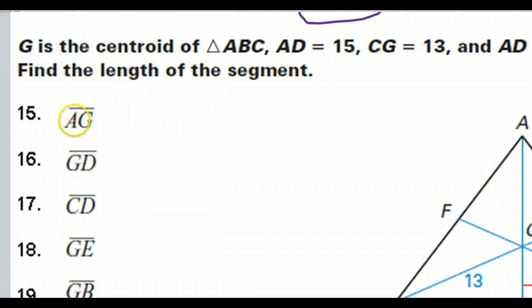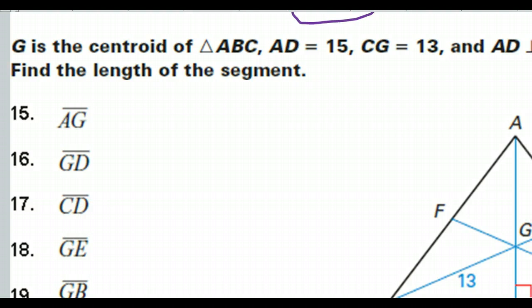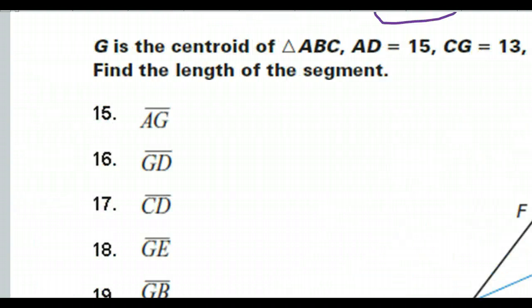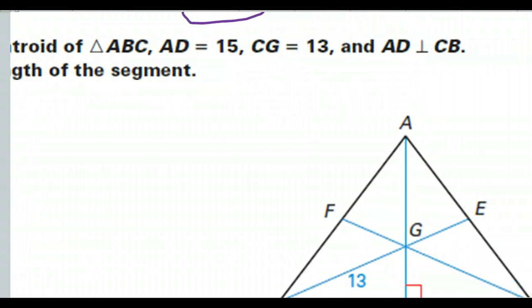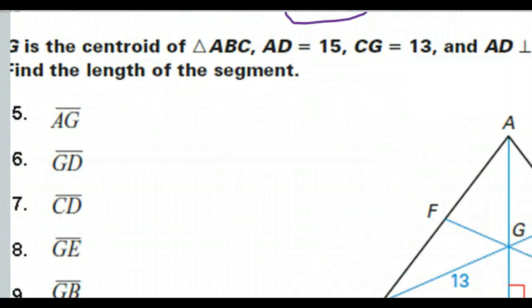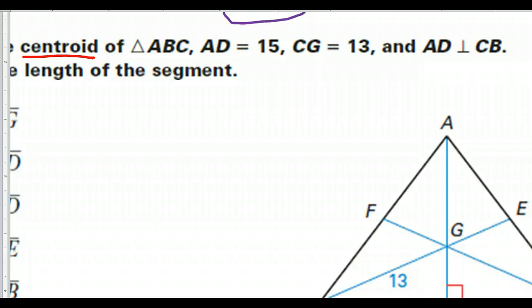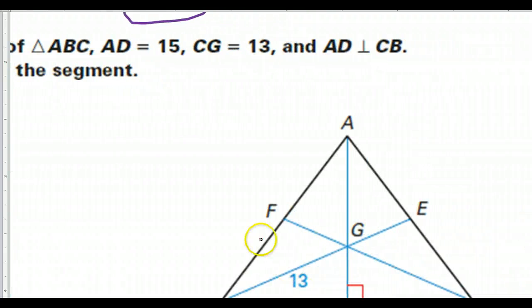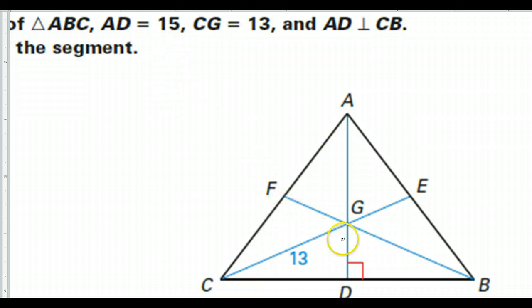Alright, somebody asked me to do number 15 and some other of these same problems, I think. So, let's see what we have with number 15, 16, whatever. Centroid. We're told this is the centroid. That means all that business about 3 equal parts, that's going to apply. Let's label what I have. AD is 15. So let me use that.